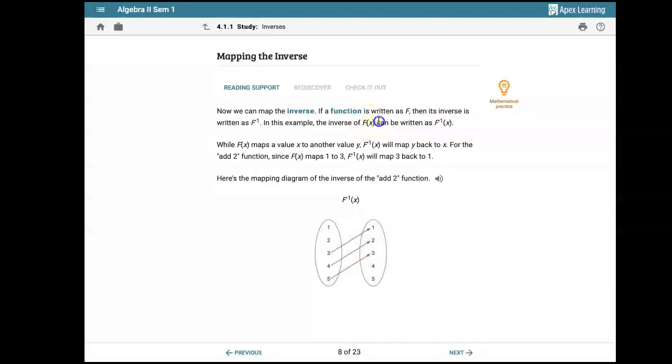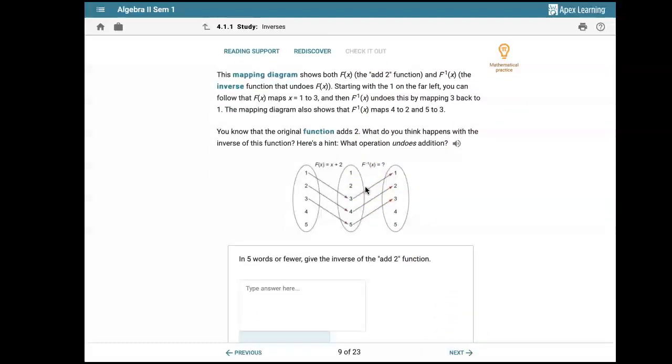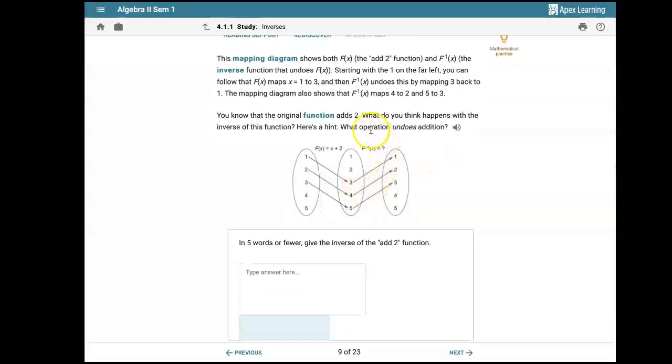So we've got our original function f of x and our inverse function f to the power of -1 of x, right? And when we put them on top of each other, the mapping shows our add to function, right? So f of x, our original, is our add to function. So then the question becomes: what is f -1 of x, right? What's our inverse function? Okay, so the hint here is: what operation undoes addition, right?